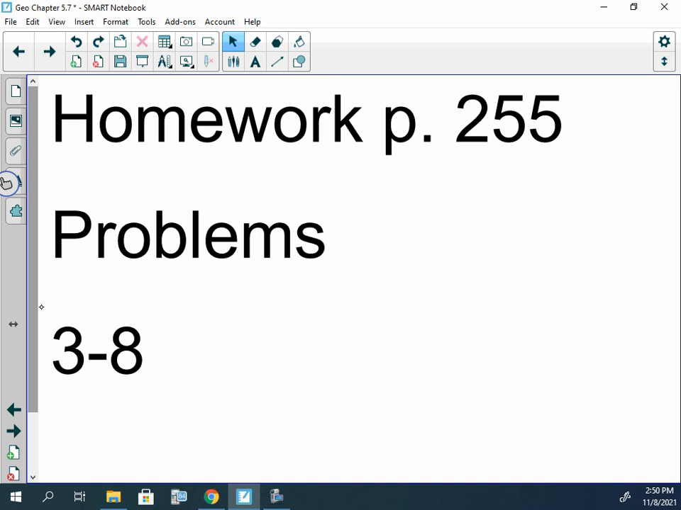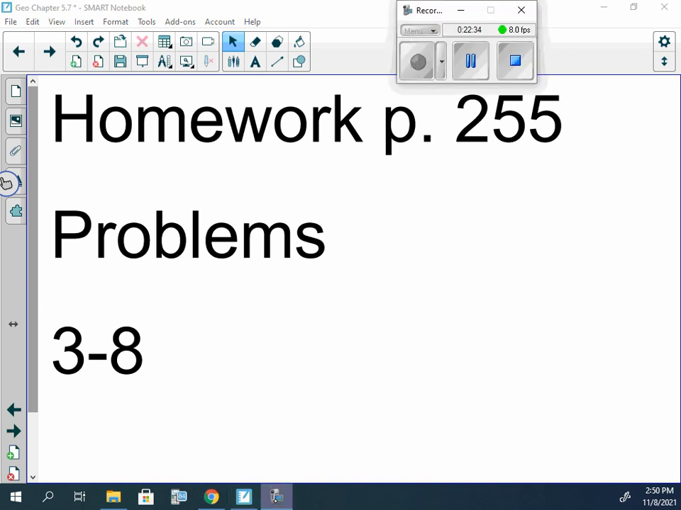So the homework is on page 255, problems 3 through 8. Now, one of those problems will be two triangles that are congruent by hypotenuse leg, HL. If it's a right triangle and the side isn't between them, or the angle isn't between the two sides, there's a chance it would be hypotenuse leg.